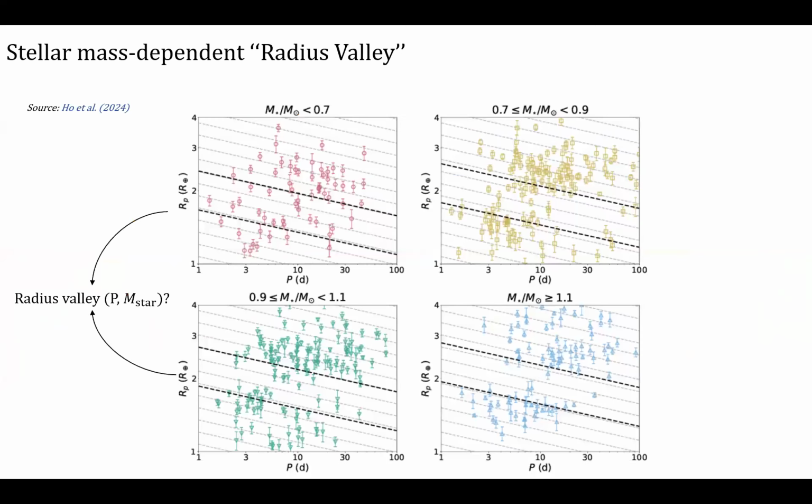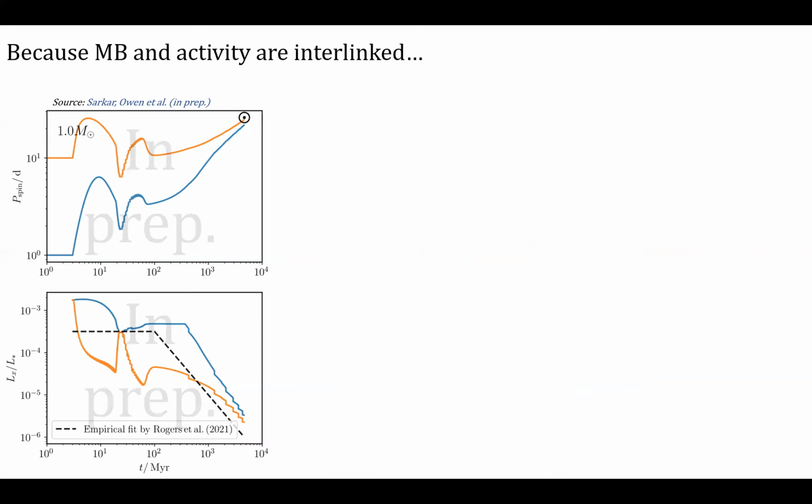But recent observations have said, and I'm not going to go into the details, that probably this radius gap also depends on the mass of the star the planet is orbiting around. And this is where our results come into play. These are our tracks from the spin down paper, and if we extend this track to calculate some stellar activity by using some hand-wavy arguments, we see that the fast rotating track and the slow rotating track have very different stellar activity evolution profiles.